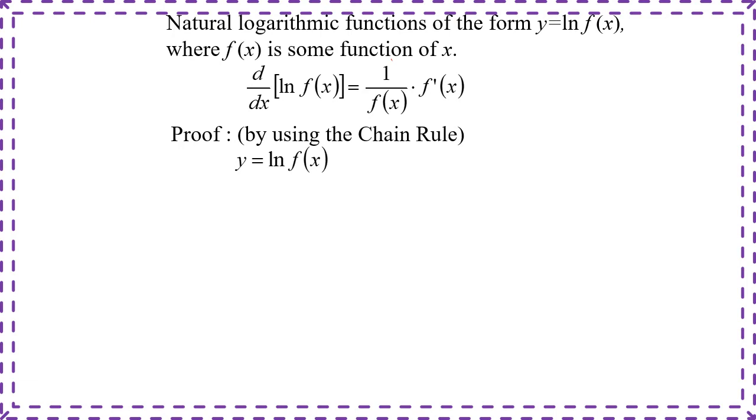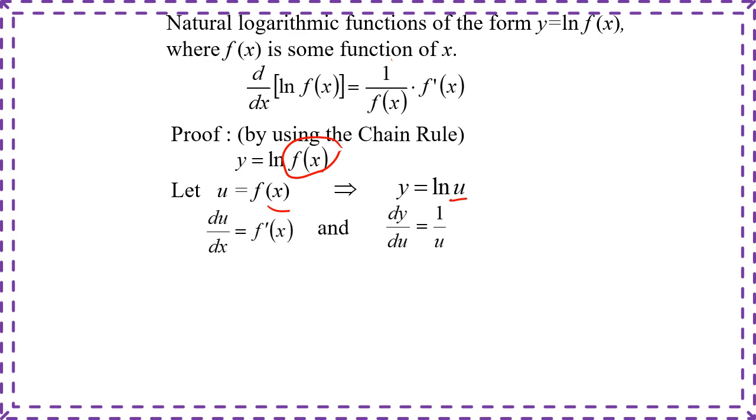Proving by using the chain rule. Let's say y equals natural log of f(x). Let u equal f(x). If we let f(x) here as u, then y equals natural log of u, and what we need to do is to find du/dx and dy/du, because y is in terms of u, in terms of x. So the derivative of u is equal to f prime x, and the derivative of y with respect to u is equal to 1 over u, by using the formula of the derivative of natural log x, which is 1 over x.